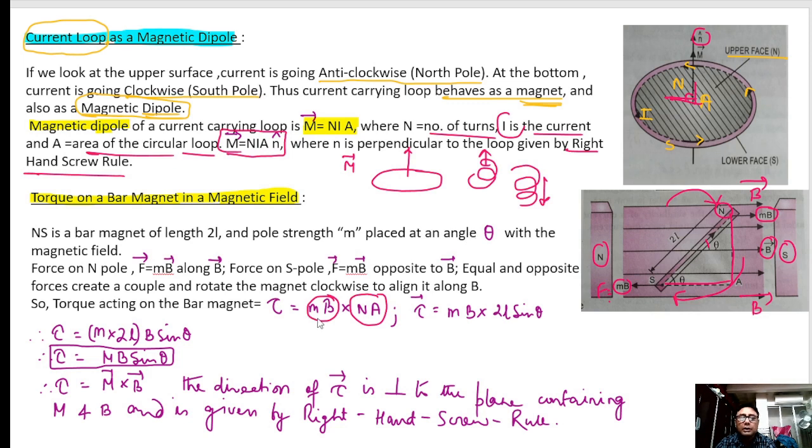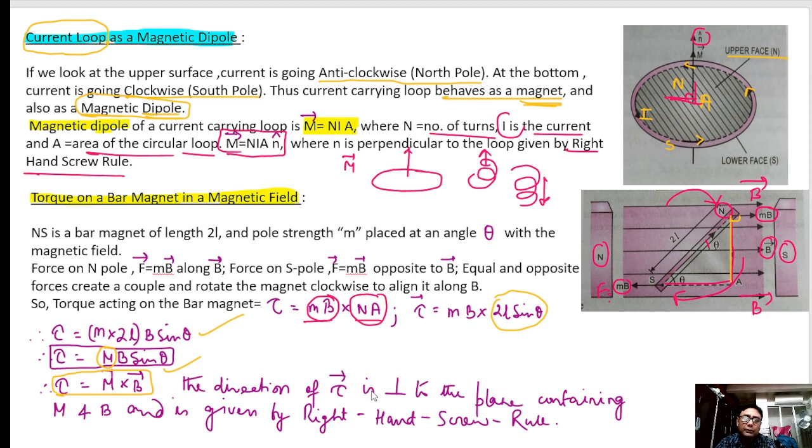So the torque is the force into the perpendicular distance. This is the perpendicular distance, which comes to 2L sine theta. So this is the torque acting on it, and M into 2L is the magnetic dipole moment. So MB sine theta means it is M cross B. Please watch here, this is the torque acting on the magnetic bar.